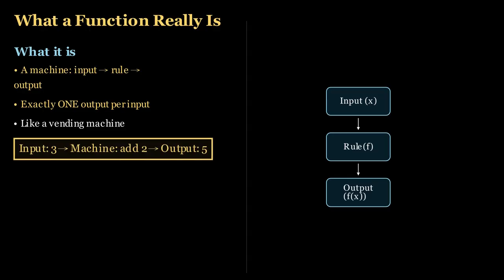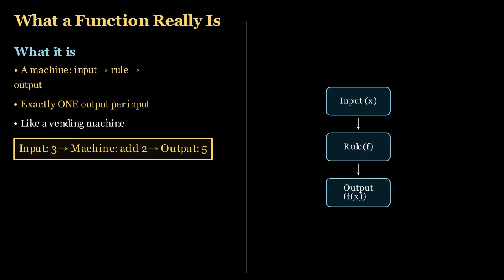Think of a vending machine. You press button A4, and you always get the same chocolate bar. You never press A4 and sometimes get a chocolate bar and sometimes get a bag of chips. A function works the same way. One input, one output, every time.